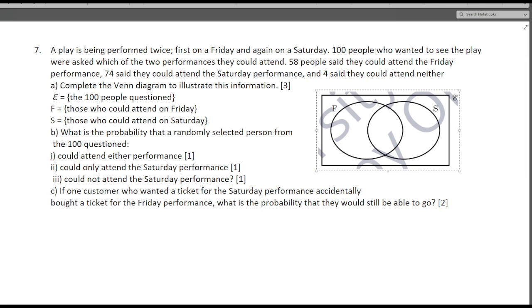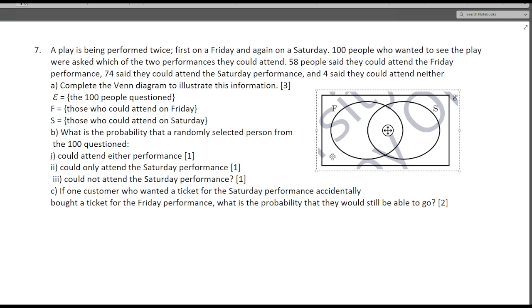A play is being performed twice, first on a Friday and again on Saturday. 100 people who wanted to see the play were asked which of the two performances they could attend. 58 people said they could attend the Friday performance, and 74 said they could attend the Saturday performance, and 4 said they could attend neither.